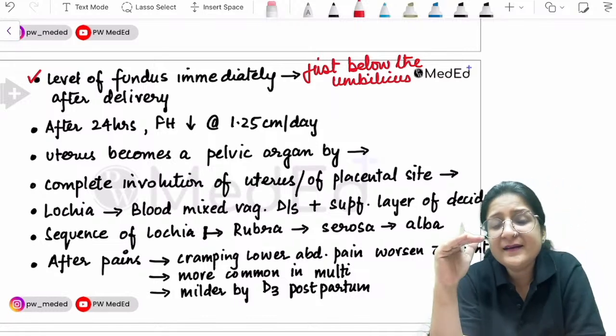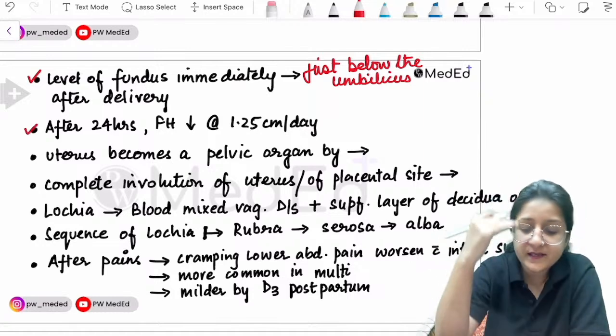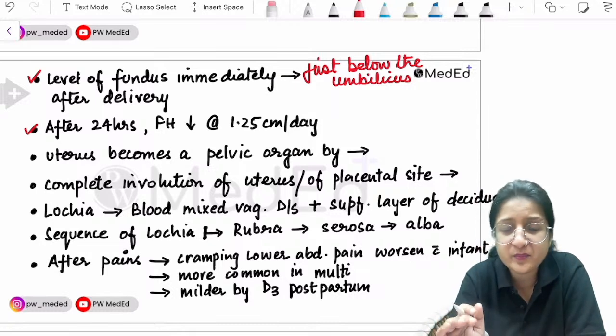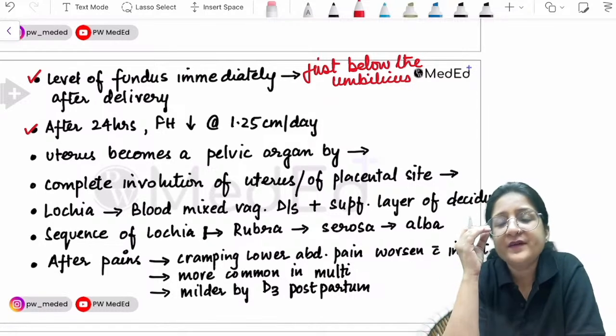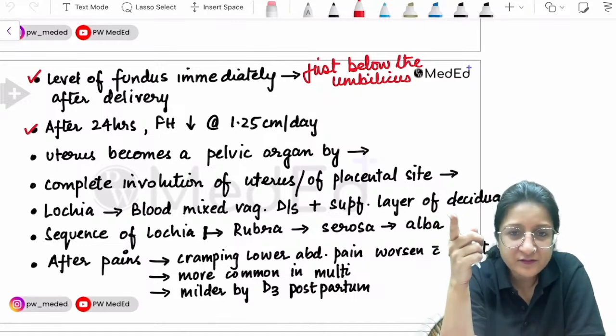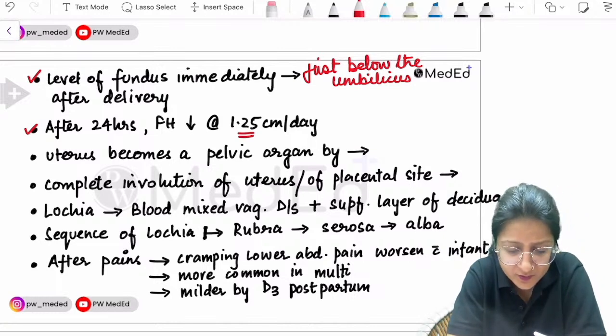It stays at that level for the first 24 hours. After 24 hours, it starts decreasing at a rate of about 1 to 1.25 centimeter per day. This 1.25 centimeter per day is roughly about 1 finger breadth per day. So remember these important pointers as well.